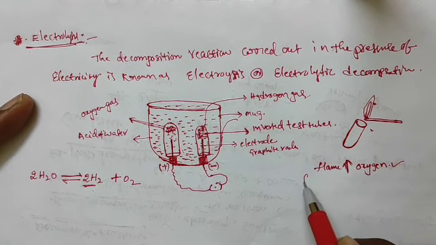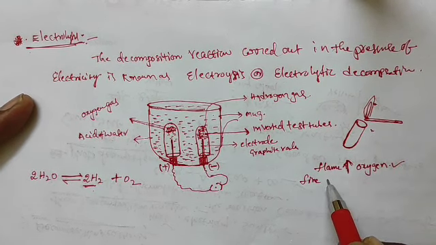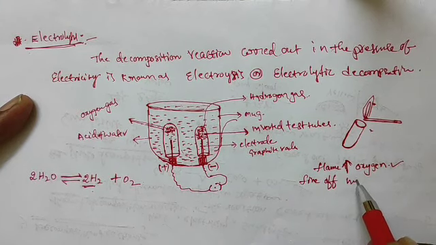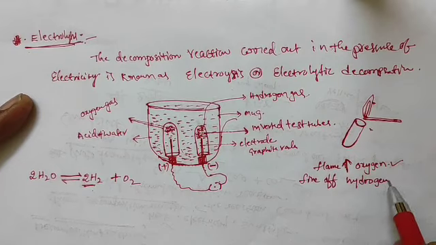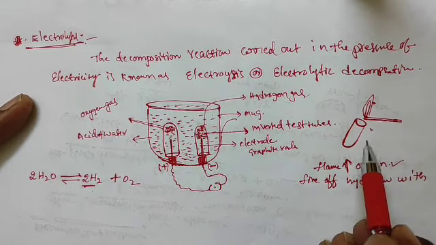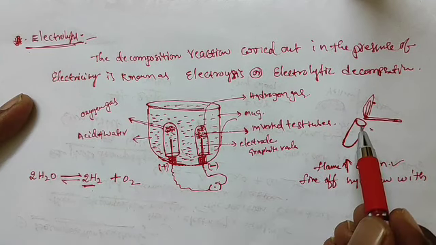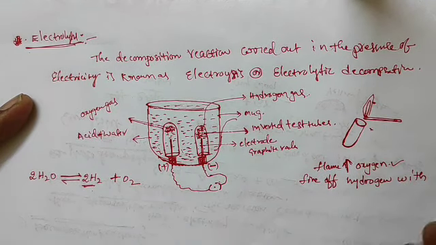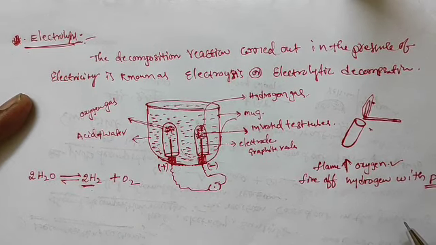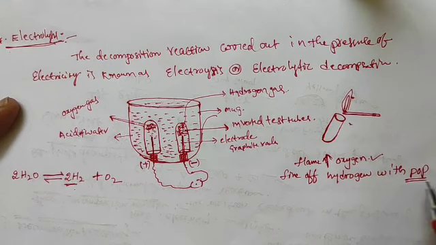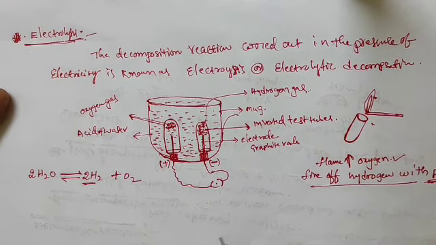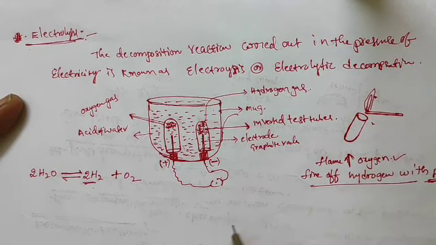If the fire goes off, that is hydrogen, with a sound. If it is hydrogen, we keep the test tube like this. The flame will go off and a pop sound will come. Sound is pop, that is hydrogen gas. So then we can identify which is oxygen and which is hydrogen.